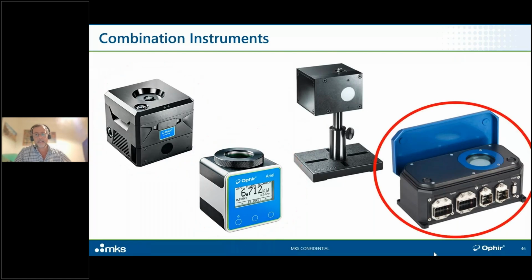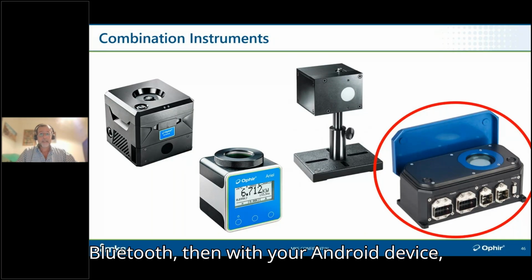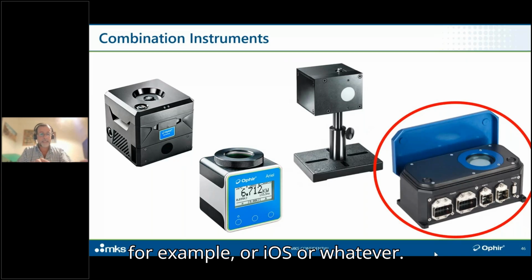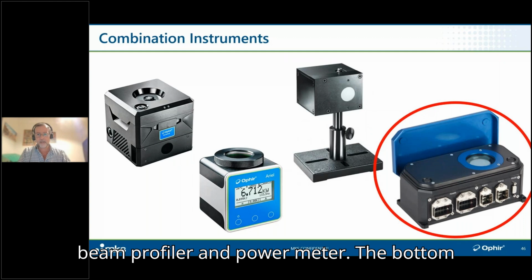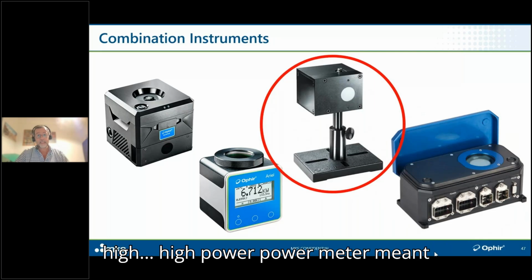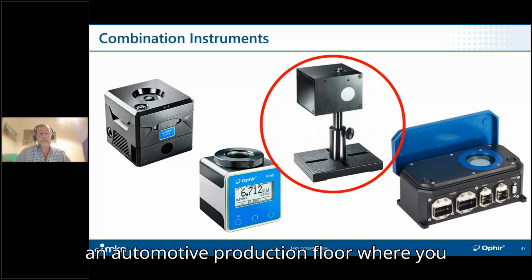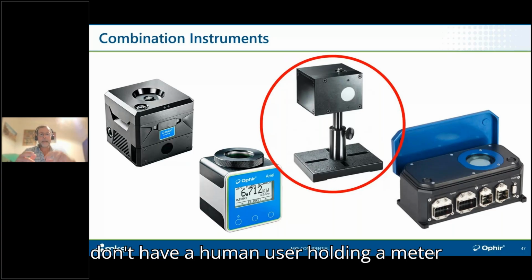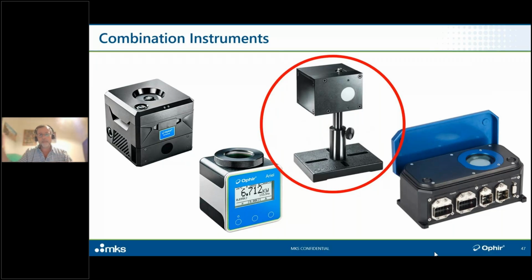This one here is a high power meter meant for factory floor integration. Think of an automotive production floor where you don't have a human user holding a meter pressing buttons. You've got a central server controlling a whole factory floor. That's what this instrument is designed for. And this one is not self-contained. It needs a meter, but it is multifunction. It's an integrating sphere with two built-in detectors, one for measuring power, one for measuring the temporal beam shape. And there's also an additional output for sampling light out to, let's say, a spectrometer or some other kind of additional instrument.